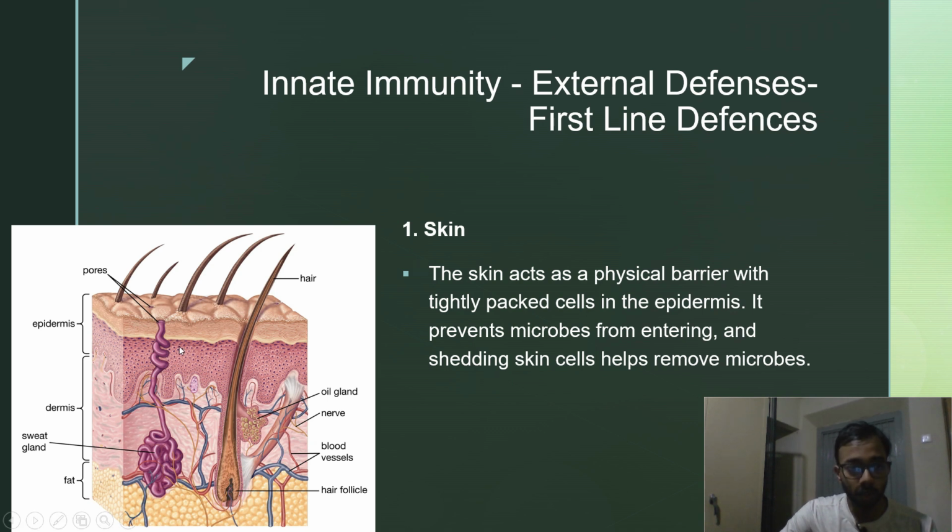And also this epidermis, which is composed of the epithelial layer, helps to remove microbes by shedding the outermost cells. This is a rapidly growing epithelium, growing by mitotic cell division. So this shedding of skin cells also helps to remove microbes from the skin.